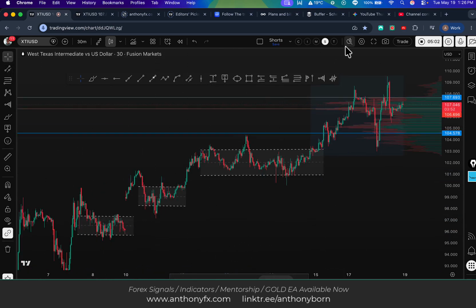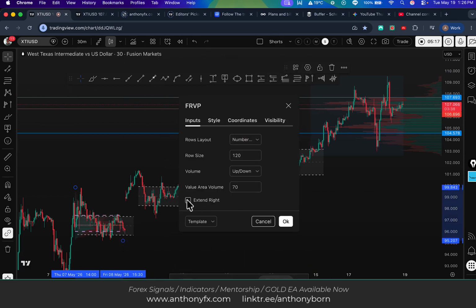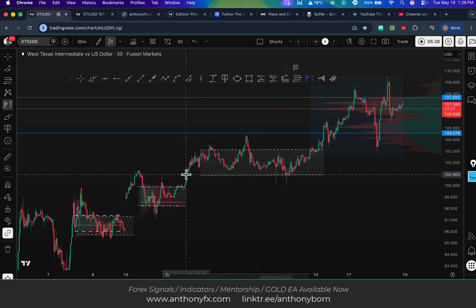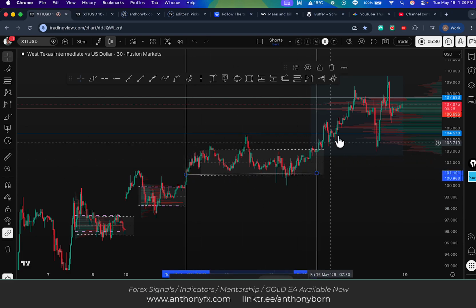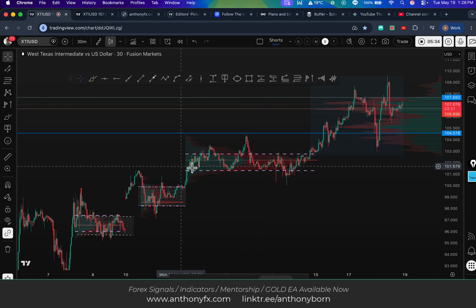If you grab a fixed range and you go from back here to here, and we fix it, right? I'll show you the setting on that, actually. You go in here and just don't extend it to the right, yeah? So grab it again. Okay, this is the next value range, the next value range back here. I'm doing exactly what I showed you up in here. So it gives you a high and a low, and this is volume profile.